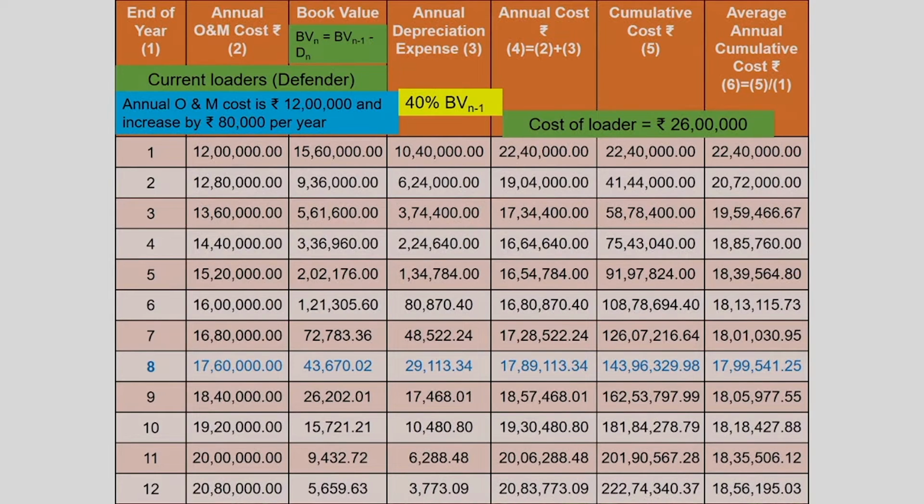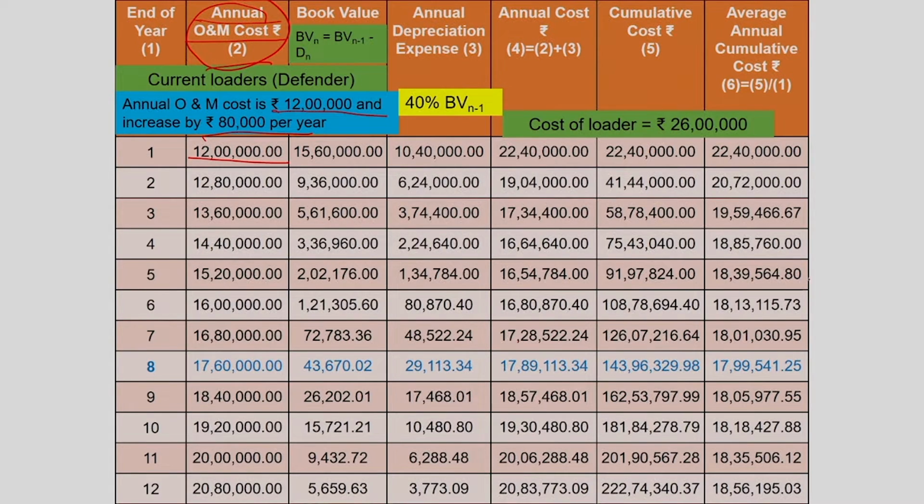Now let us estimate the cost associated with the defender and the challenger. So, firstly we are going to work out the cost associated with the current loaders of the defender. The annual operating and the maintenance cost is given, it is 12 lakh for the first year and thereafter it increases by 80,000 every year. So let us work out the annual operating and the maintenance cost for the current loaders.